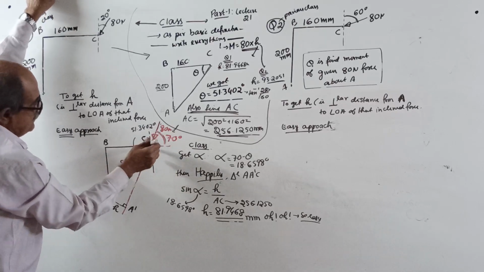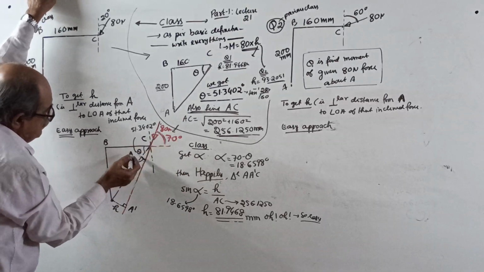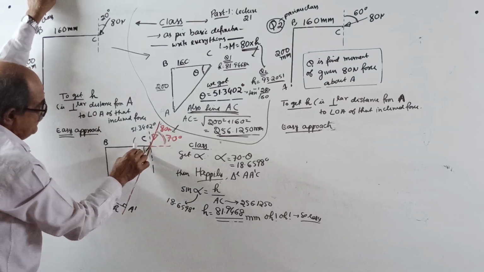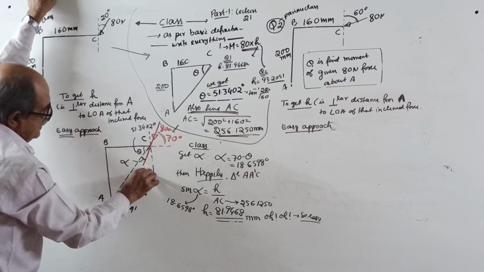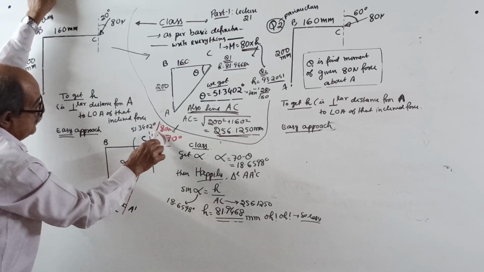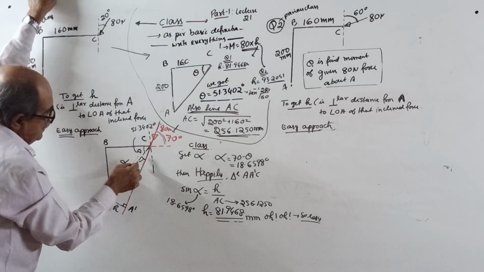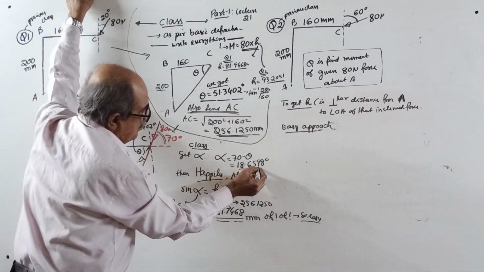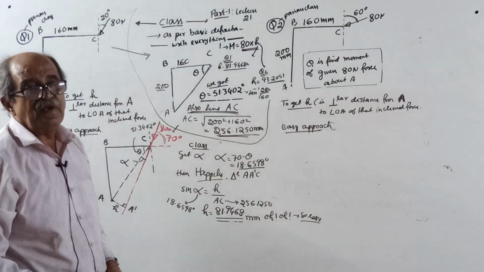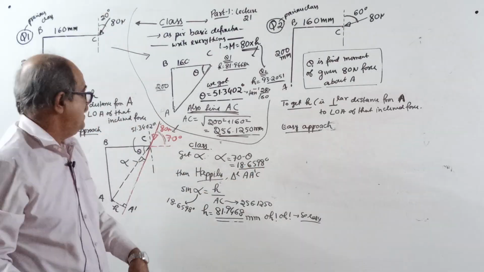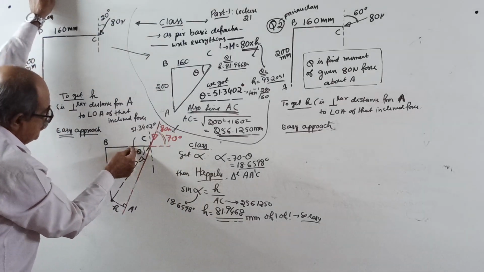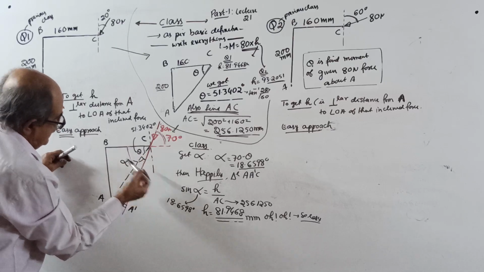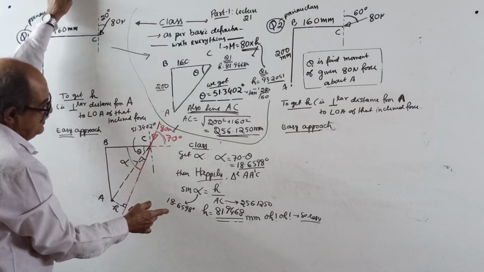Means if it is 70 degrees here, see, this is fully 70. That much I should not explain. Therefore, alpha equal to 70 minus theta. 70 minus theta will come to 18.6598 degrees. This is again high school level mathematics. See, this is fully 70. So subtract theta, you get alpha.